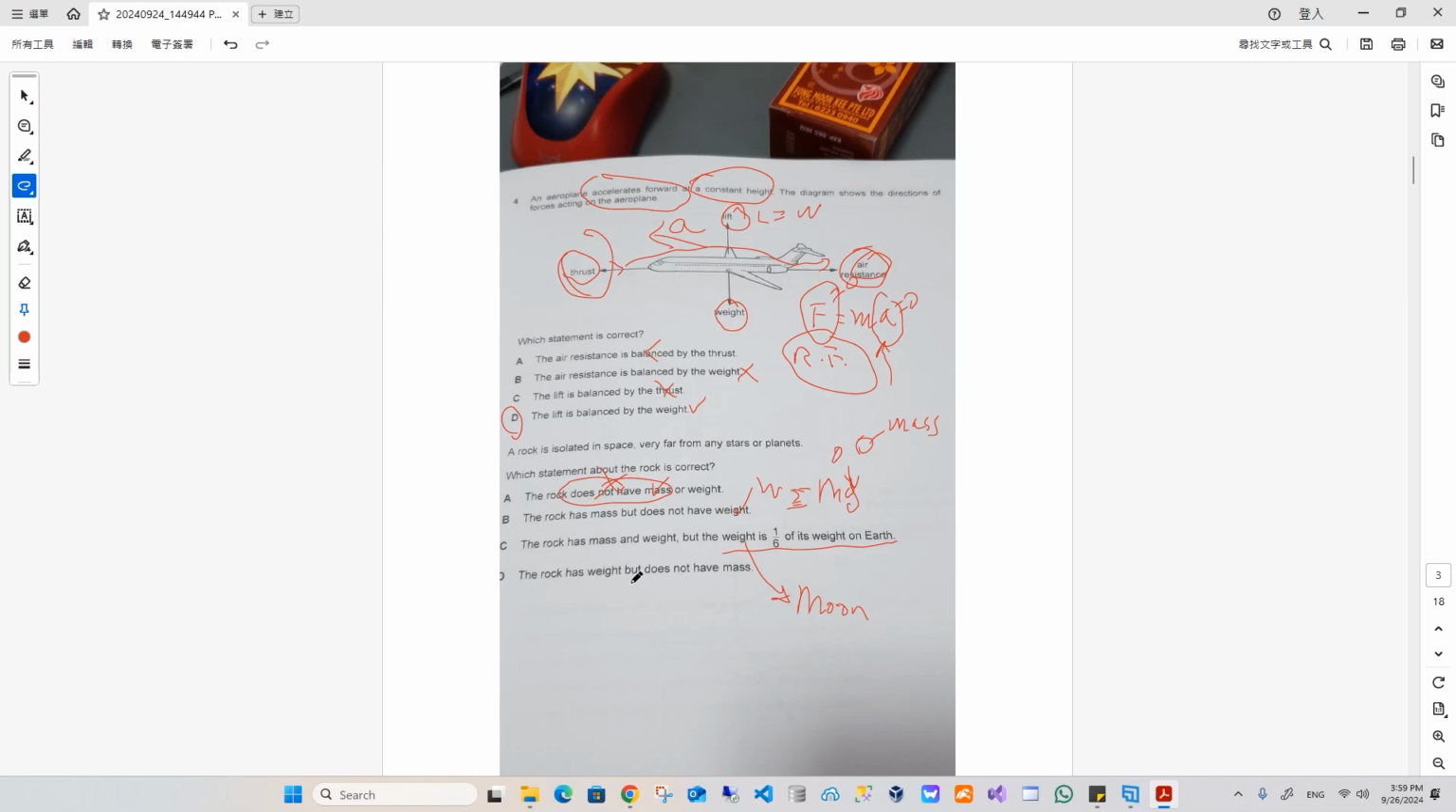The rock has weight but does not have mass. This is totally nonsense, unless the rock does not have any particle, any atom, anything. Otherwise it has mass. And this depends on whether mg or g is there or not. In outer space, there is no star, no planet to influence that, so the gravity is zero. So a rock is dangling there, has mass and no g, so no weight. That's the answer. B is the answer.